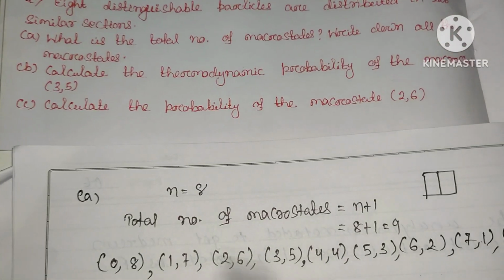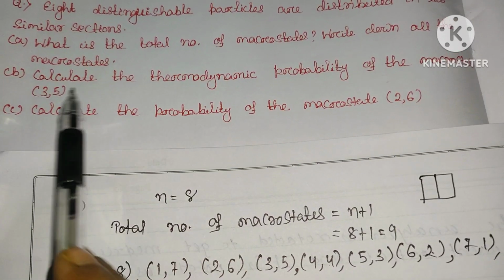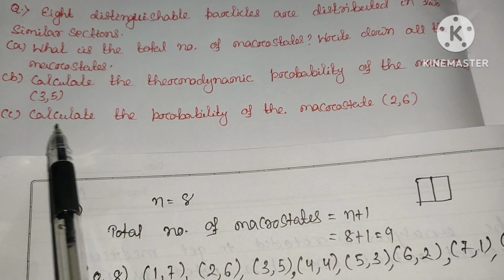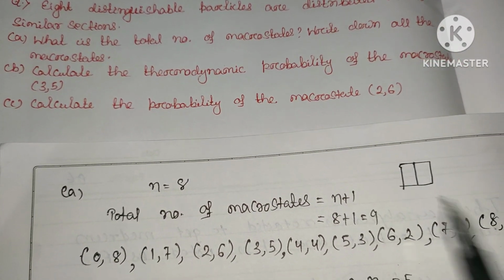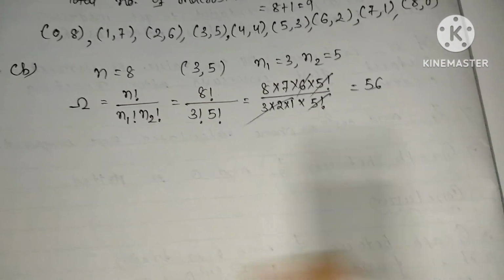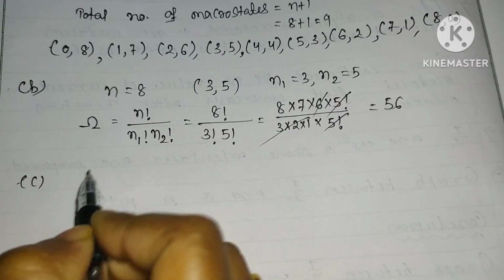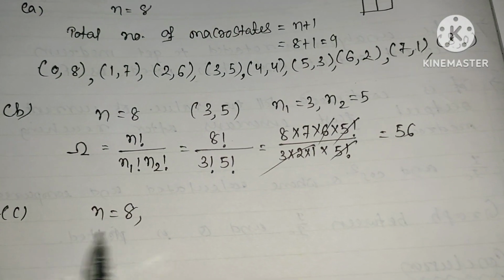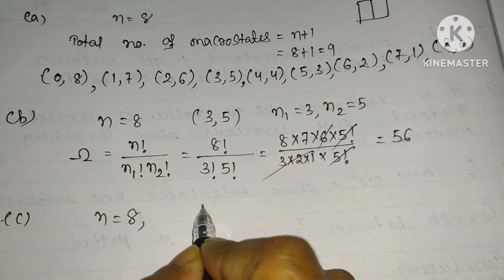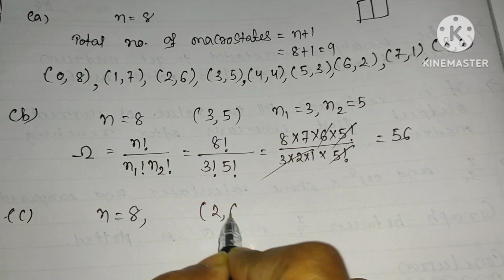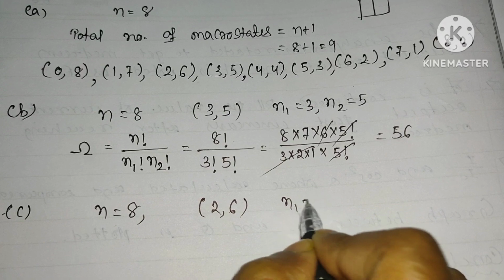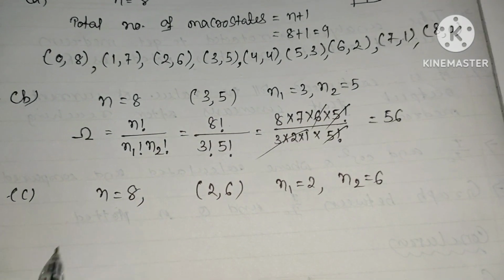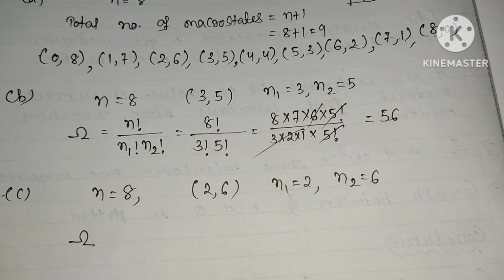The last question is, calculate the probability. In part B the question was about thermodynamical probability, but here you have to calculate the probability of the macrostate 2, 6. Here also the total number of particles is 8, and we have to calculate the probability for 2, 6. Here n1 is 2 and n2 is 6. Clear? First we have to calculate the thermodynamical probability.